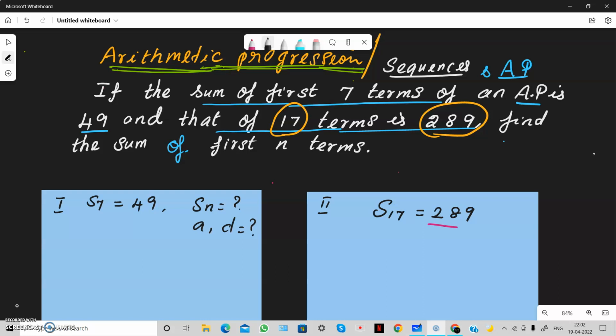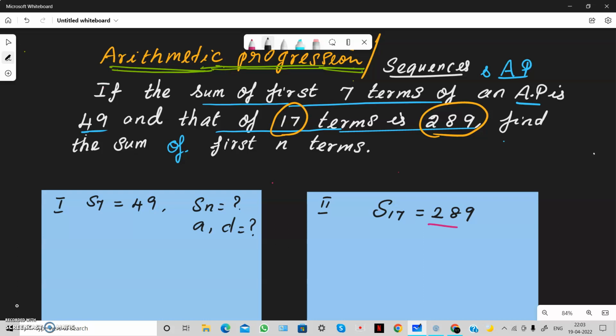If the sum of first 7 terms of a sequence or AP is 49, and that of 17 terms is 289, find the sum of first n terms. So that's our question.